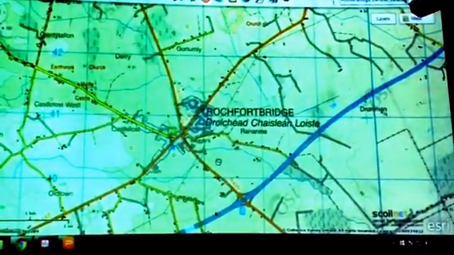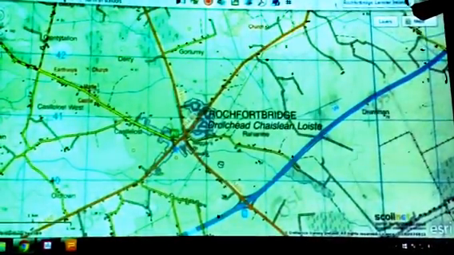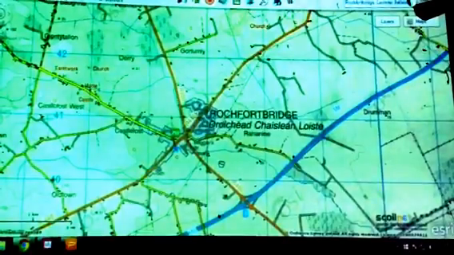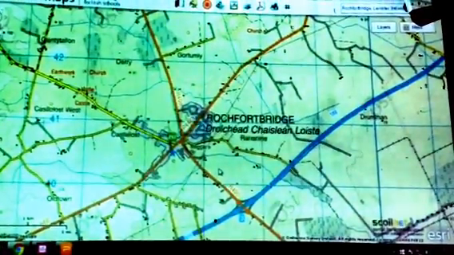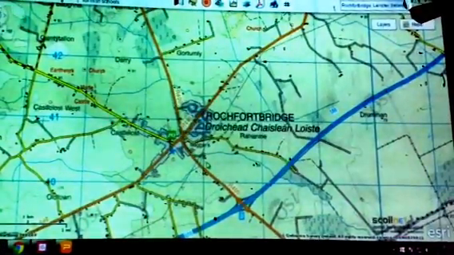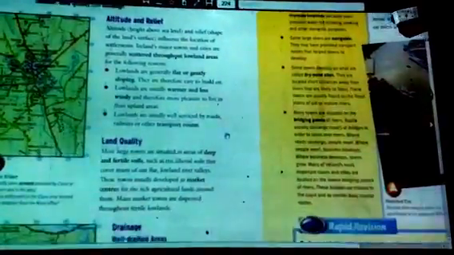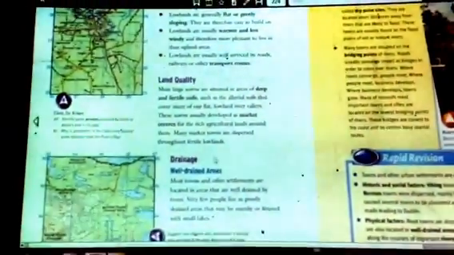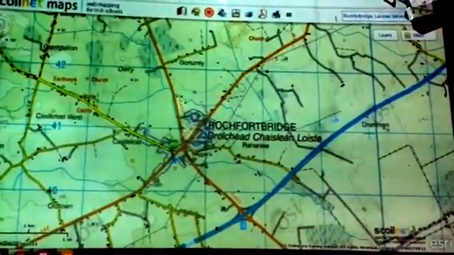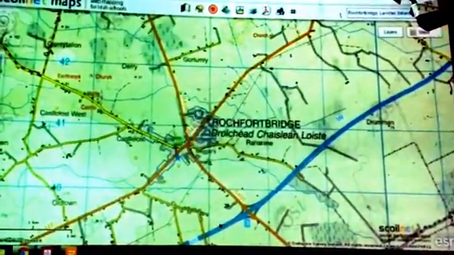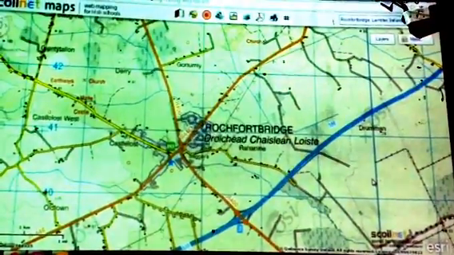They have lower levels of rainfall and they have higher temperatures, because we learned that the higher up you go, the colder it gets. So lowland area has a much milder climate. The second reason why Rochfortbridge was built at this location is land quality. Now, if we look at our map, we will see that this is all lowland area, and that would indicate to us that it is good quality farmland.